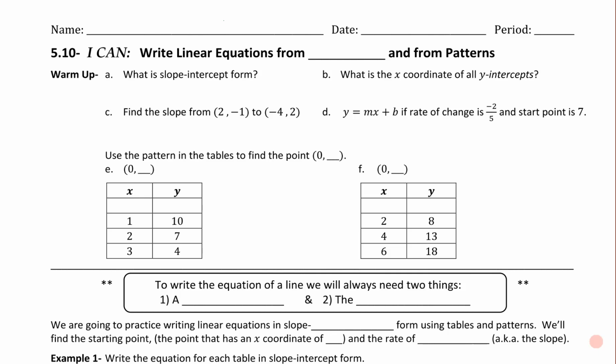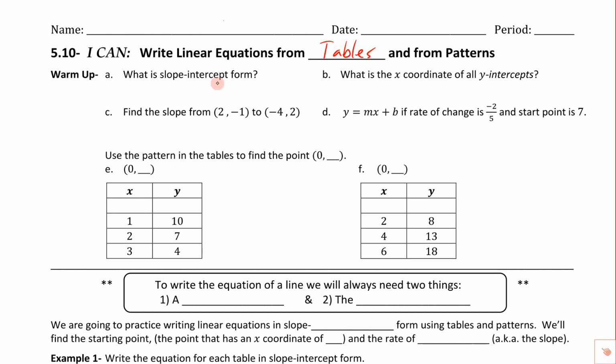In the last section, we were talking about writing linear equations from graphs and from context. Today we're going to talk about writing linear equations from tables and patterns. When we say tables, what we have is a bunch of data that's organized in a table. So we've got some numeric data. Let's take a look at the warm-up here.